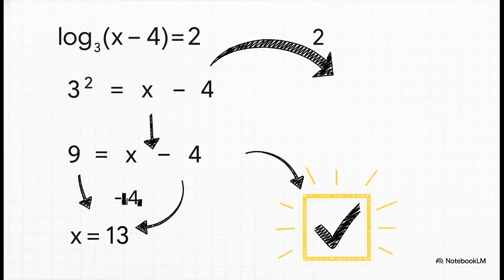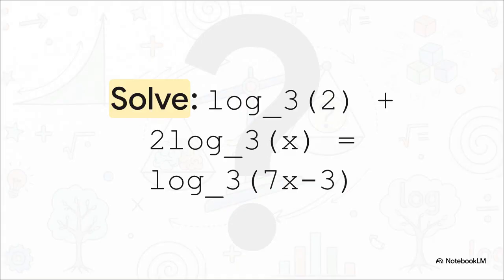We get 3 squared equals x minus 4. See how that works? Now, step 3, solve. This is the easy part. 3 squared is 9. Add 4 to both sides and boom, x equals 13. Okay, not bad, right? That was a good warm-up.